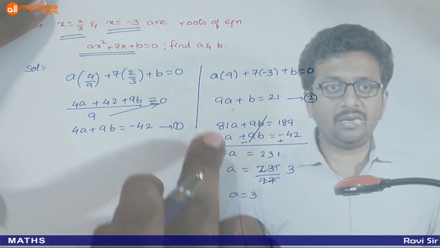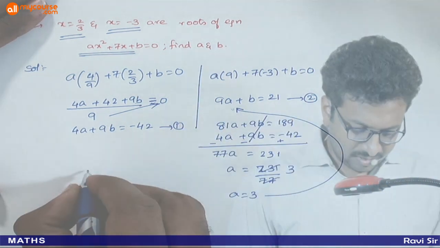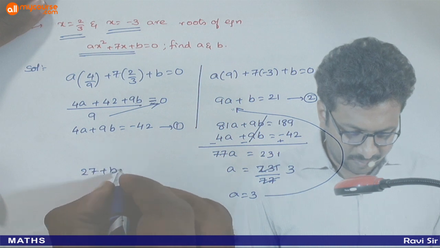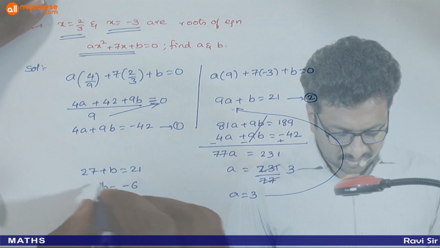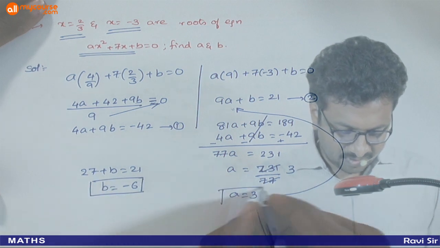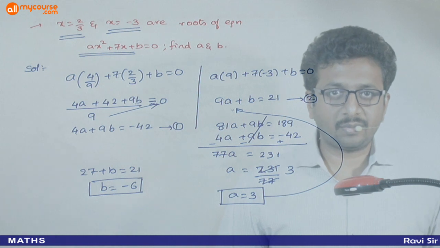So put a is equal to 3 in any of the equations. So 27 plus b is equal to 21. So b is equal to minus 6. So a is equal to 3 and b is equal to minus 6.